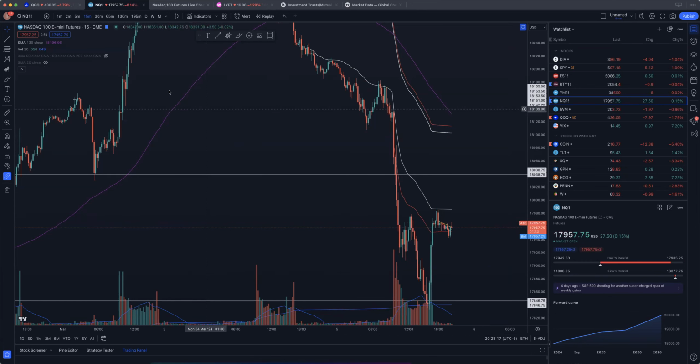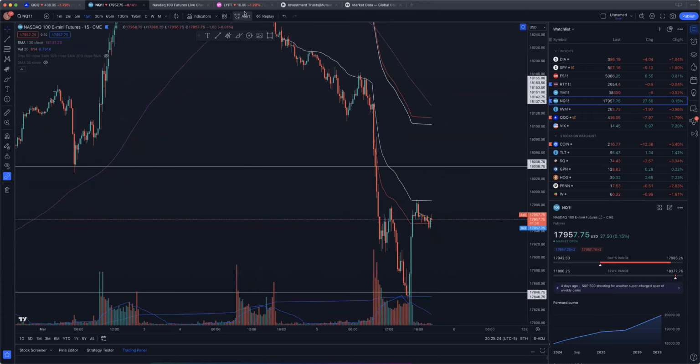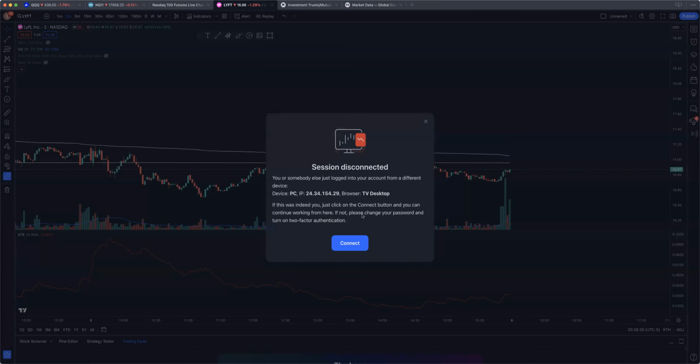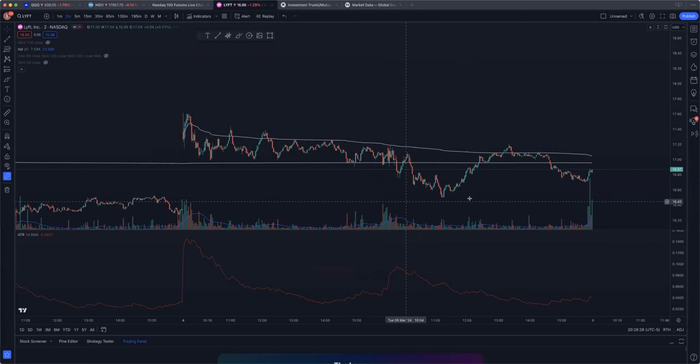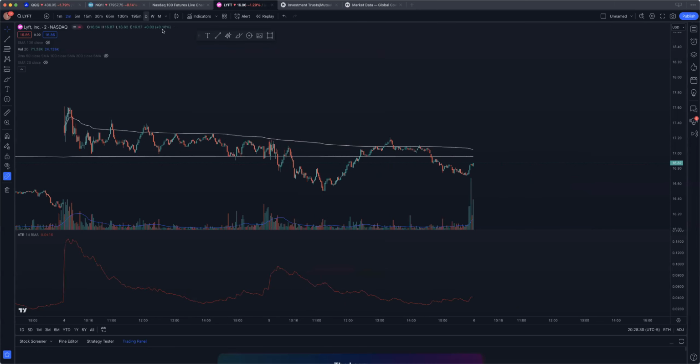Yes, indeed. All right, so if this is clear, we'll move over to the individual stocks which we have in our swing trading positions right now. LIFT got absolutely socked with the markets again.